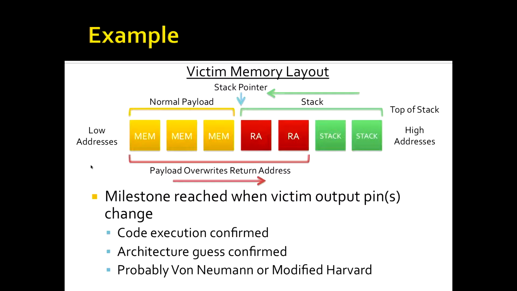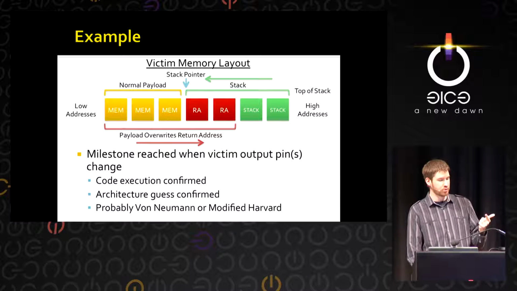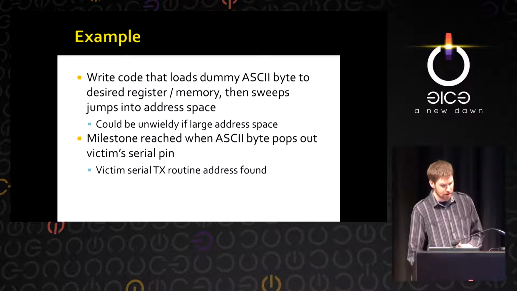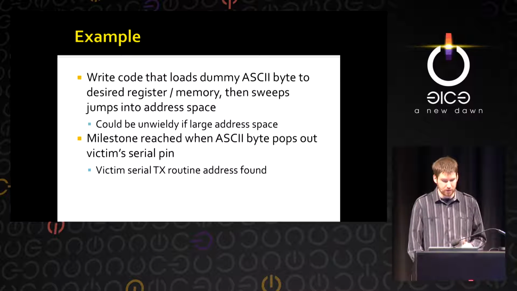Here's your typical layout of the victim's memory space. Your next milestone is where you actually have the output pin change, either the I/O pin that you're talking to it on, or a different pin that might be bonded into the chip. If it changes value, now you've confirmed code execution. Your architecture guess is probably pretty good, because you wrote a little program in that target architecture of a few bytes to write to that low area. And it's probably von Neumann or modified Harvard that lets you do that. So now you're getting really close.